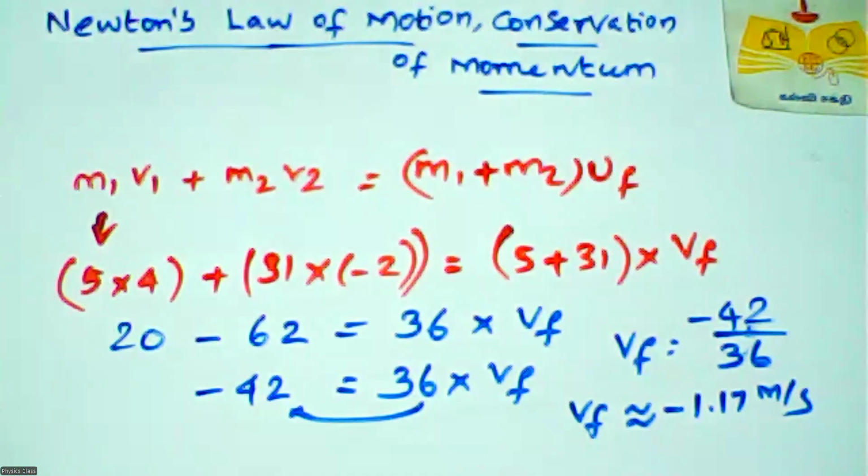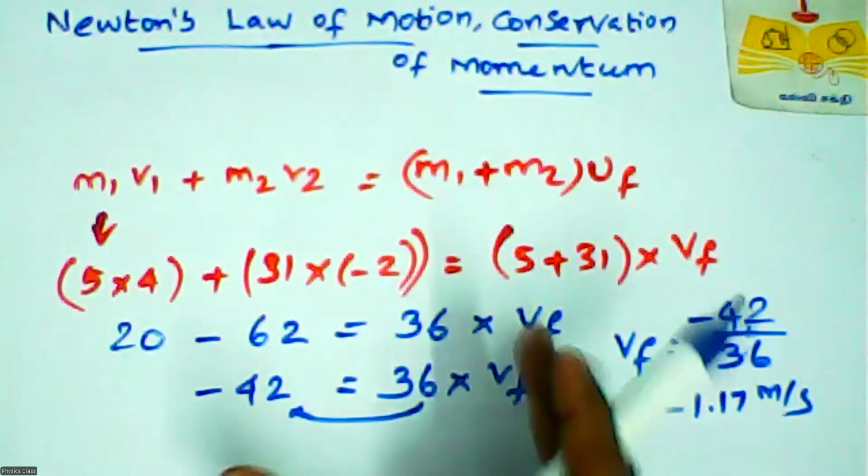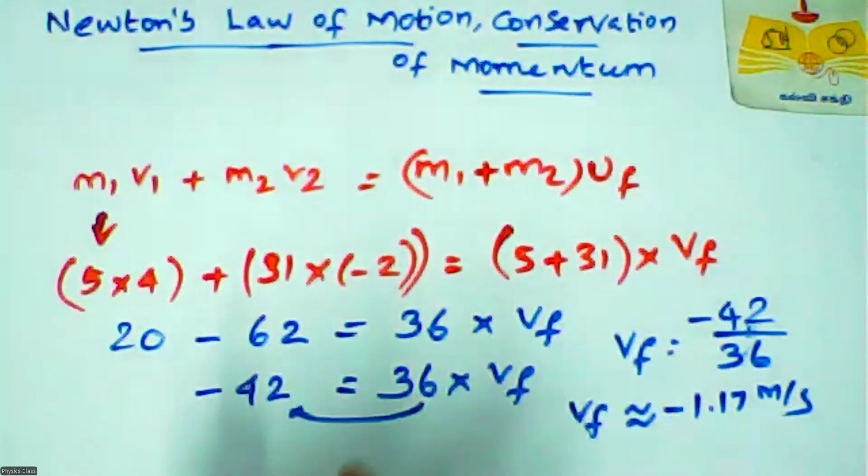Okay, good, super. Very good, minus 1.17. Here you can see that negative sign. The negative sign tells us that the combined object moves in the direction the second object was originally traveling. Which object was moving in that direction?